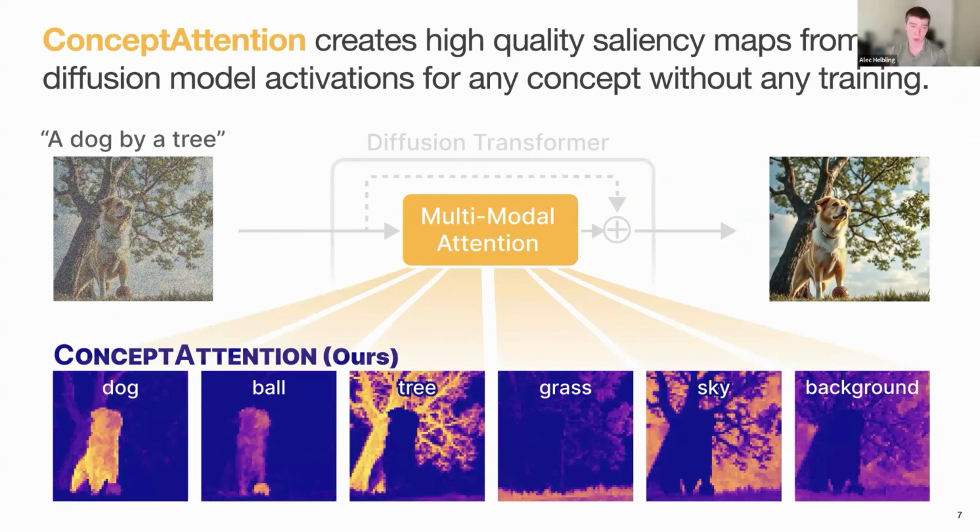And so this is exactly the problem that we aim to solve with our project, ConceptAttention, where we aim to create high-quality saliency maps from the activations of these large-scale diffusion models for any concept and without requiring any training. At the bottom here, you can see some examples of the saliency maps that can be generated by our approach. If you're familiar with the Flux model, that is what this is using.